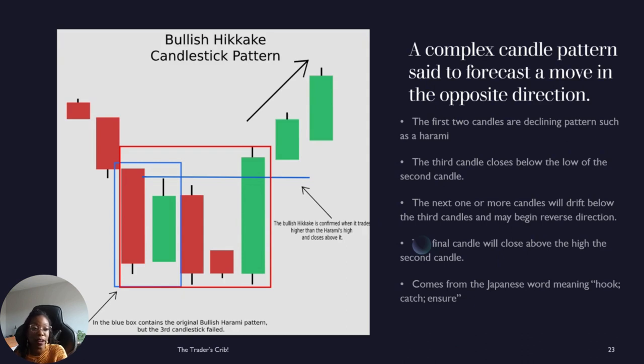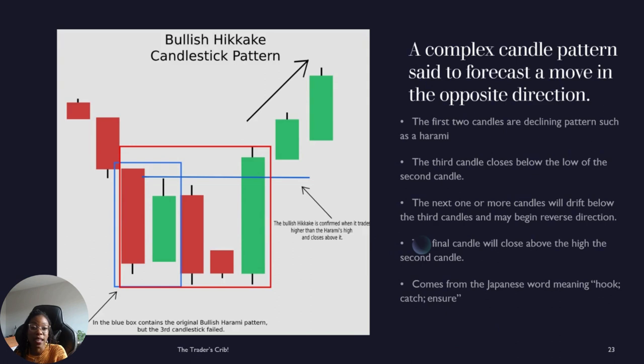The inverse of this pattern is the piercing line, which is a bullish reversal pattern. So this is a dark cloud cover. The piercing line is just really the same pattern going the opposite direction, and it signals a bullish reversal.